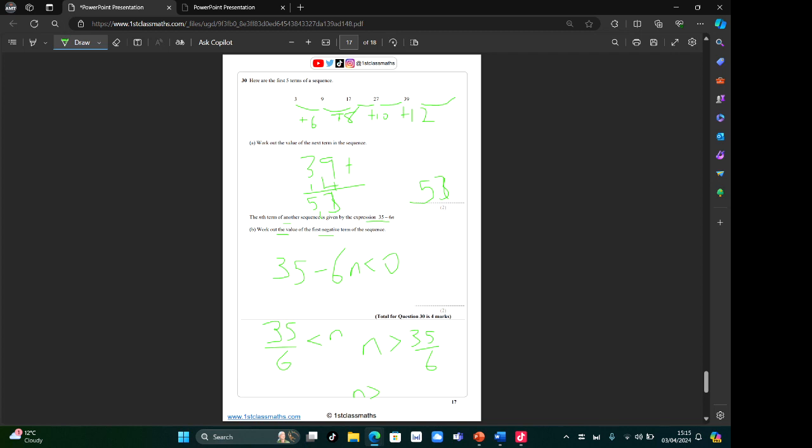So what is 35 over 6 as a decimal? Okay, spot on, Dory. So n is bigger than 5.83 reoccurring. That means the smallest value of n that will make this negative will be the number 6. When n is equal to 6, I get 35 minus 36, which is going to be less than 0. Does that make sense, guys?